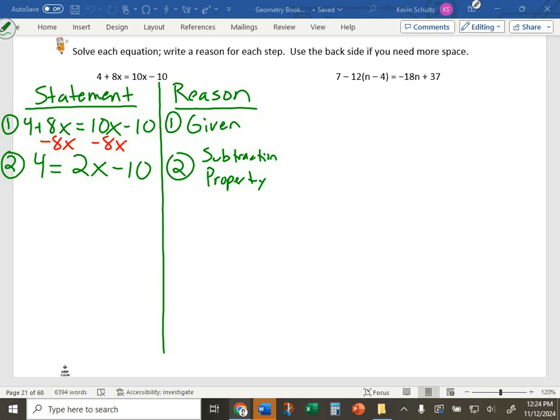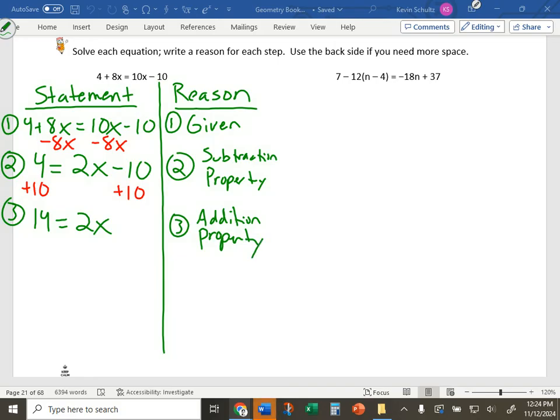Now, algebraically, what would you do? You'd move the 10 over. How? By adding it to both sides. You don't have to write this part. This is the algebraic work. In geometry, we would go straight to step 3, and we'd say 14 equals 2x. And we defend this by which property? The addition property. Because what did we do? We added the same thing to both sides.